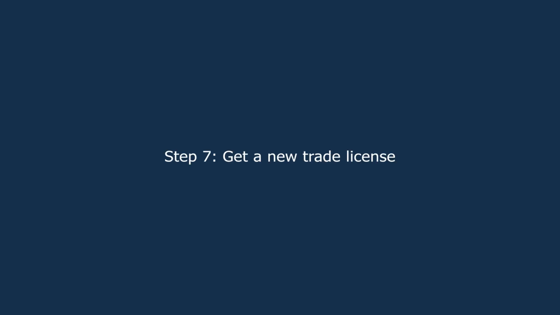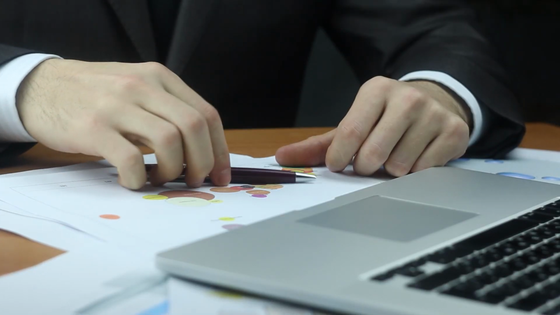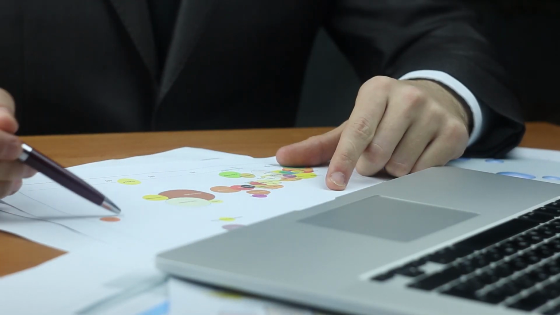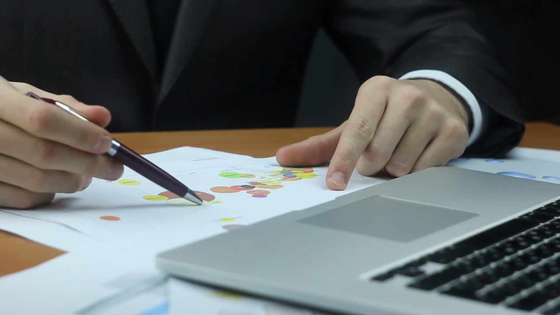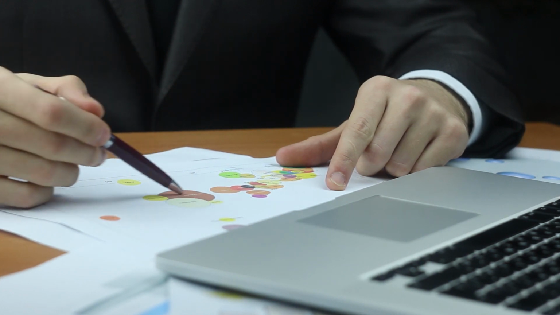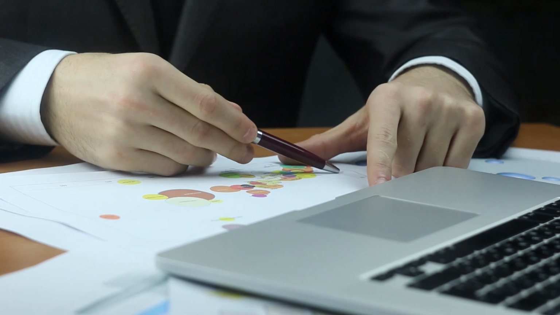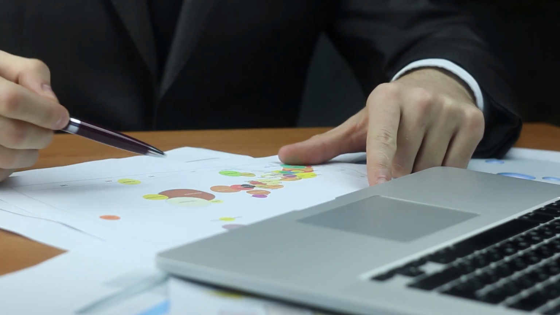Step 7. Get a new trade license. Once the DED has approved the process to add activities to the trade license, you will receive email notifications to submit payment for your new business license and get it finalized.